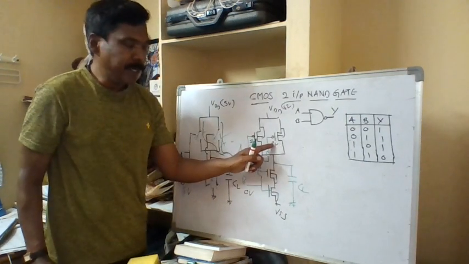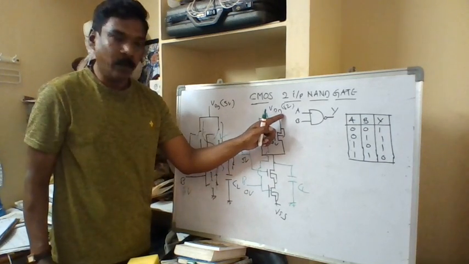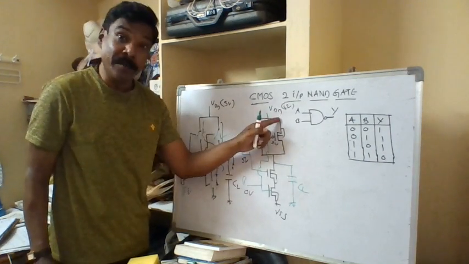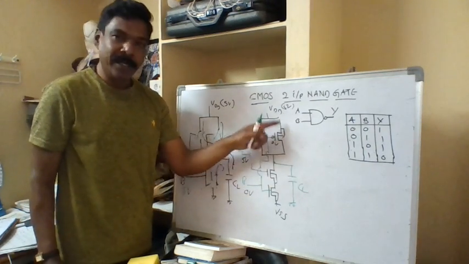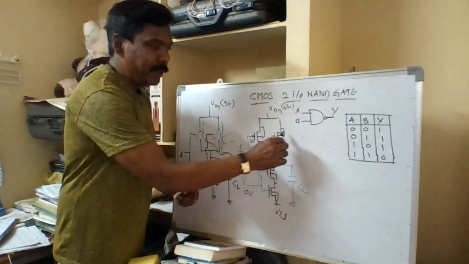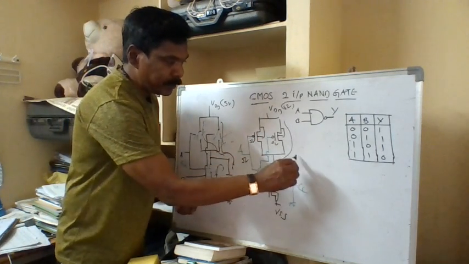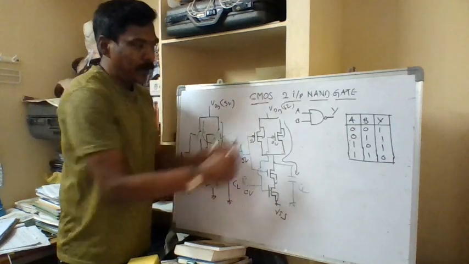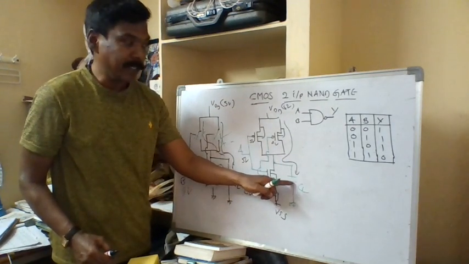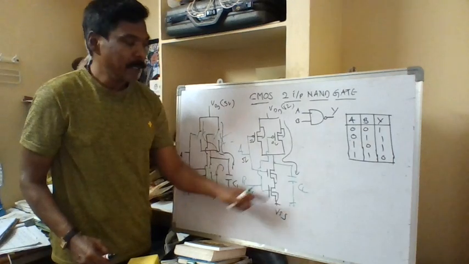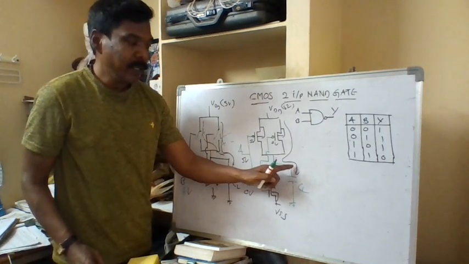VGS, gate is 0 volt and source is 5 volt. So gate to source is minus 5 volt here. And the drain to source is also negative voltage. So it will be turned on. There is a current path like this. The current will flow from VDD to this load capacitance. It will charge up to 5 volt, making the node logic 1. This node will be pulled up to 5 volts.